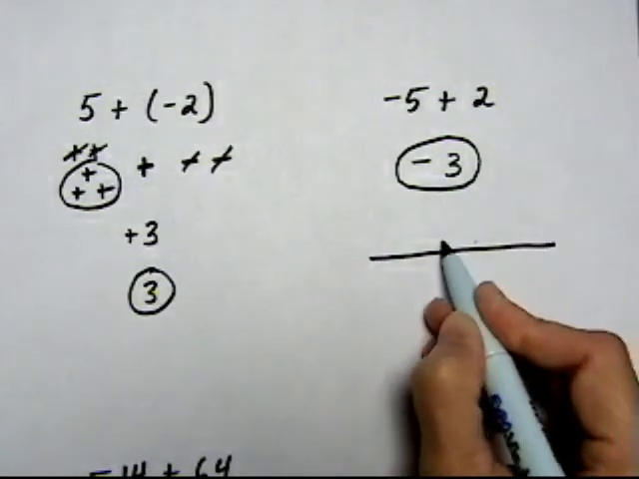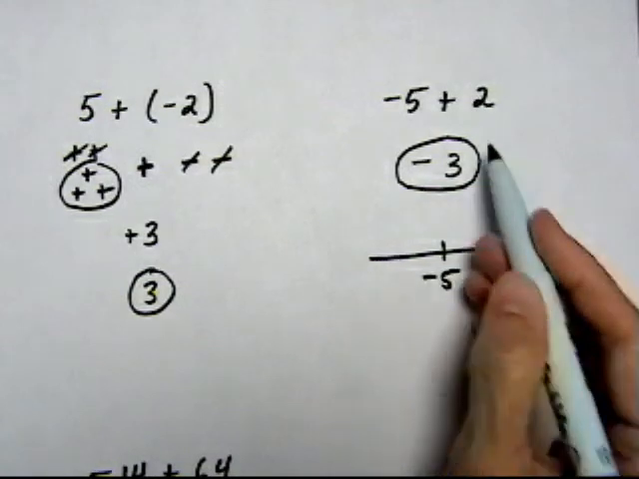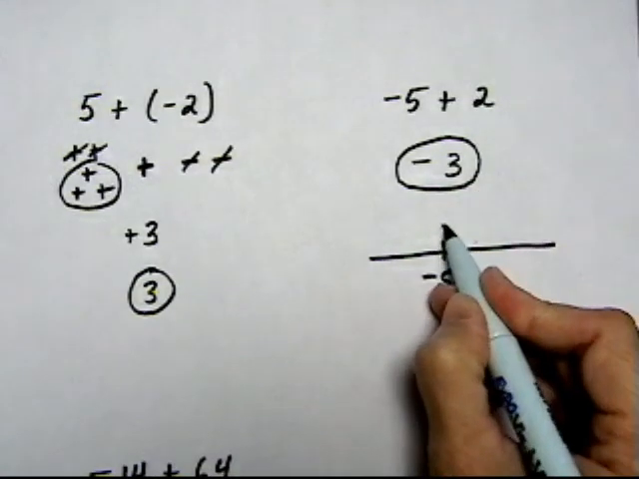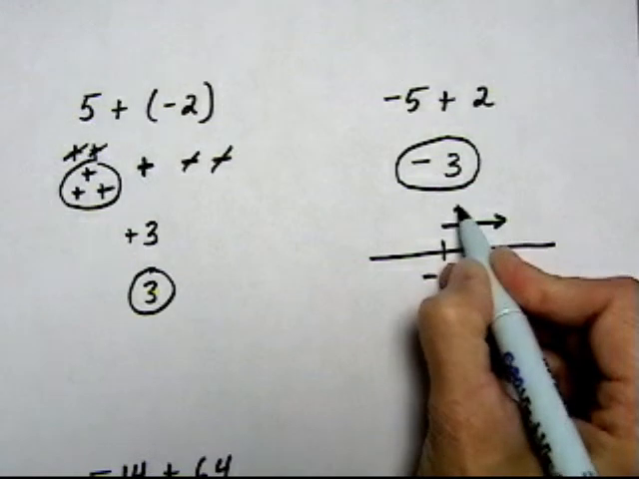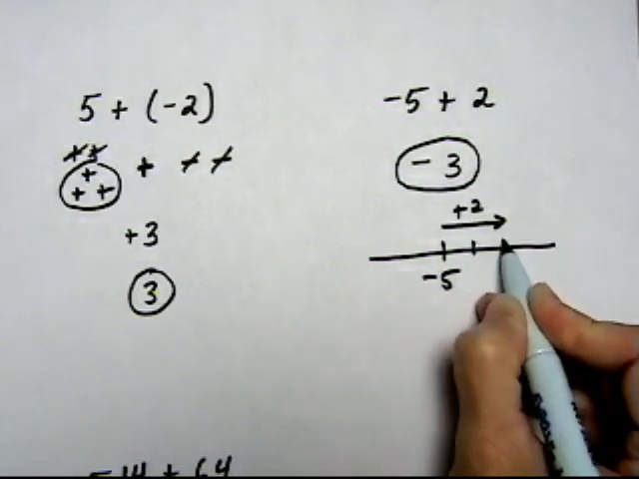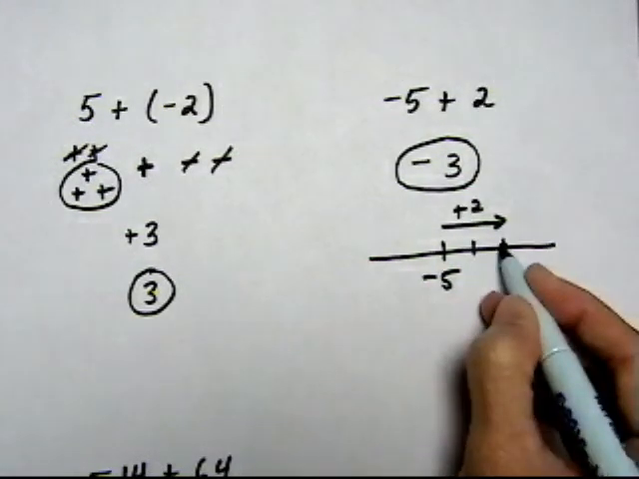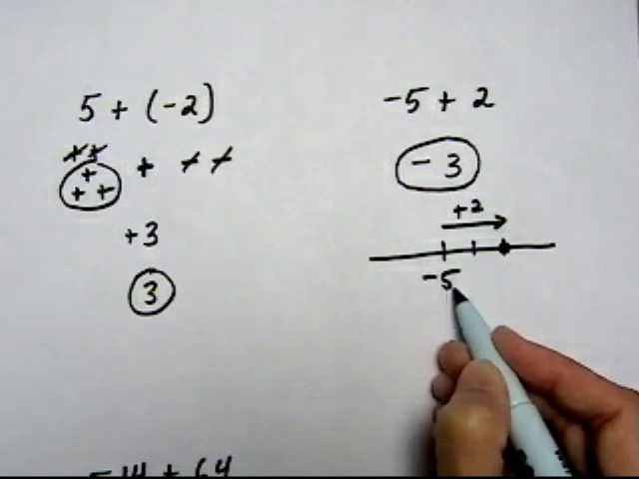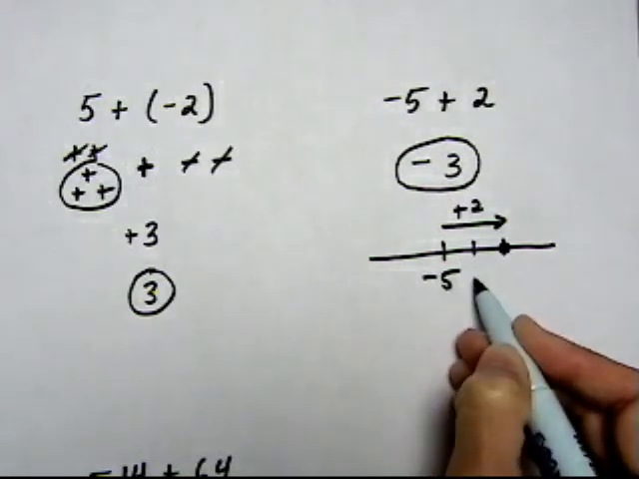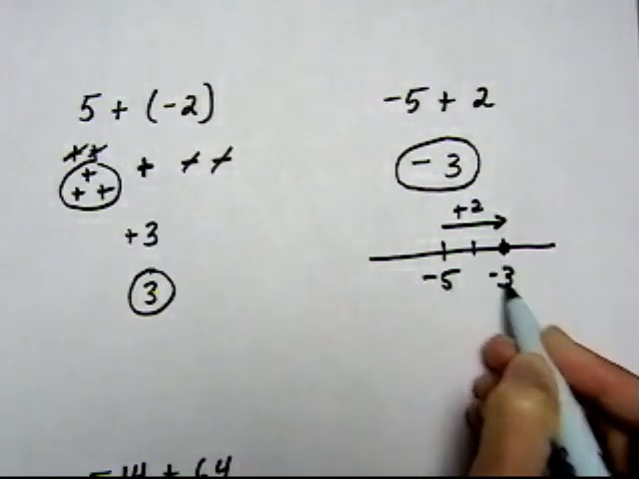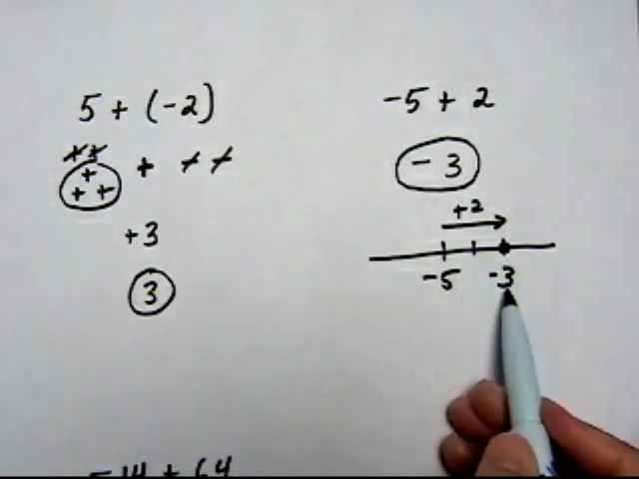And if we start at negative 5, if we're adding positive 2, that means positive 2 is going to the right 2 spaces, and we see where we end up. If this is negative 5, then this is negative 4 and this is negative 3. So 2 spaces to the right, or plus 2, brings us to negative 3.